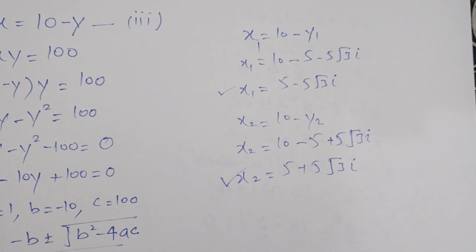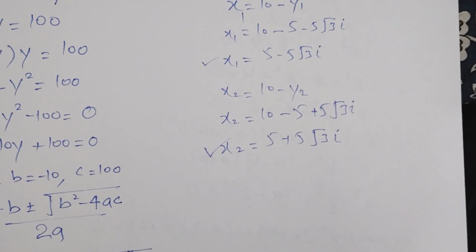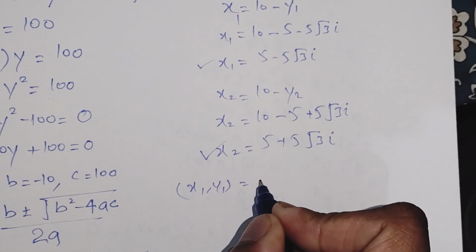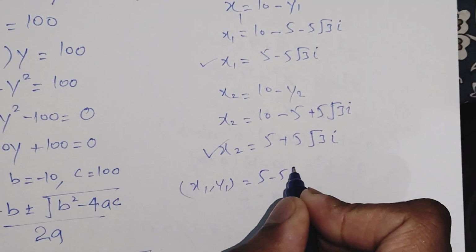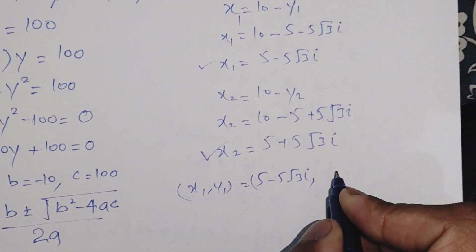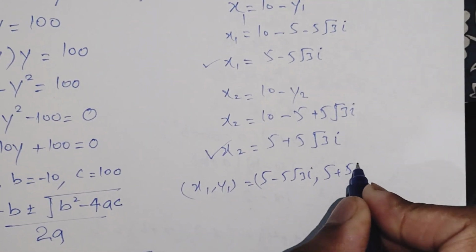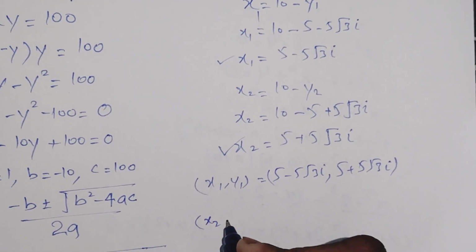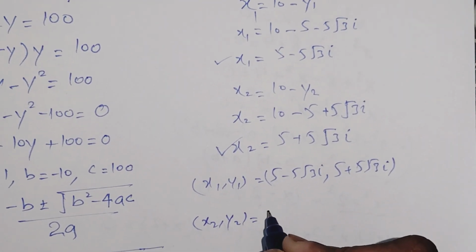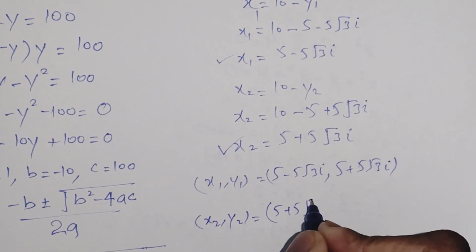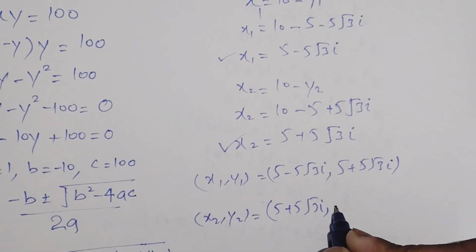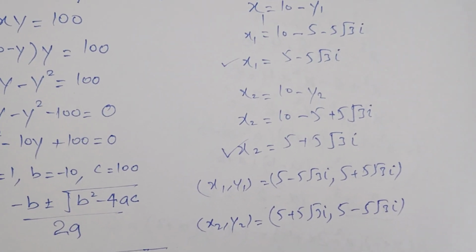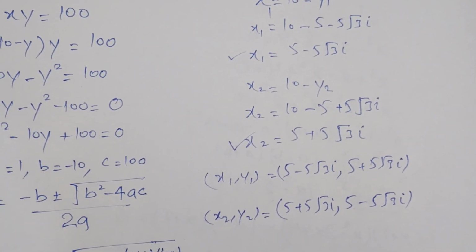So we get the values of x and y. Our x1, y1 will be 5 minus 5 square root 3 iota and 5 plus 5 square root 3 iota. And our x2, y2 will be 5 plus 5 square root 3 iota, and y2 is 5 minus 5 square root of 3 iota. I have combined all the answers of x1, y1, x2, y2.